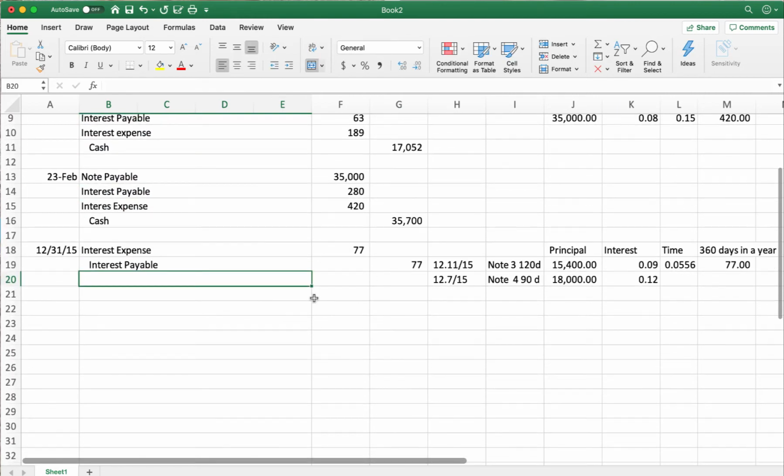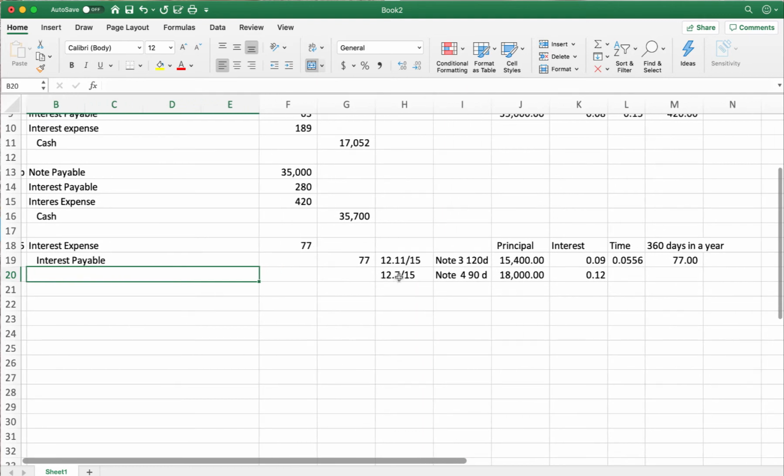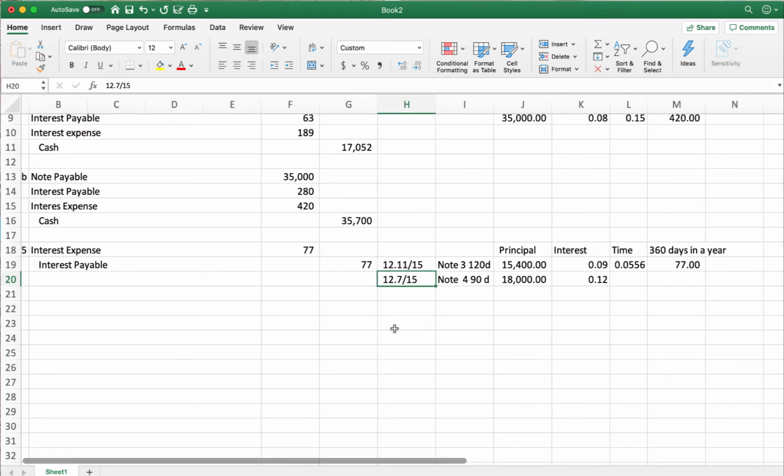Okay? Now let's figure out Note 4, excuse me. Note 4 was signed on 12/7. I'm at the end of the year, December 31st, 2015. How many days interest is that? Well, from December 7th until December 31st ends up being 24 days. So to figure out my time, I'm going to say equals 24 days divided by 360 gives me 0.0667.